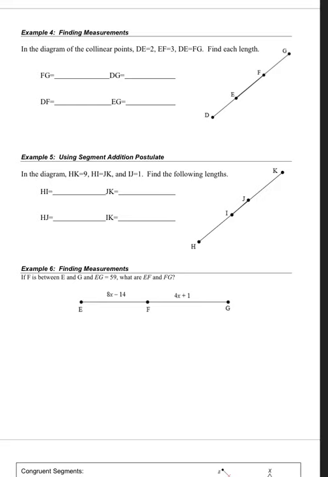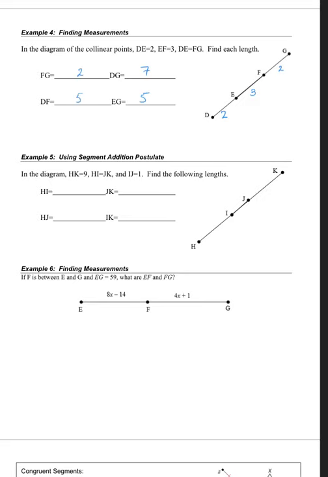So the first thing I'm going to do, on your paper, you can draw this segment, and I want you to label DE is 2. I want you to label that EF is 3. And then it tells us that DE and FG are the same number. So we know DE is 2, so that means that FG must also be 2. Now that we've written all of the information into our picture, we should be able to find the length of the 4 pieces that it asks us to find.